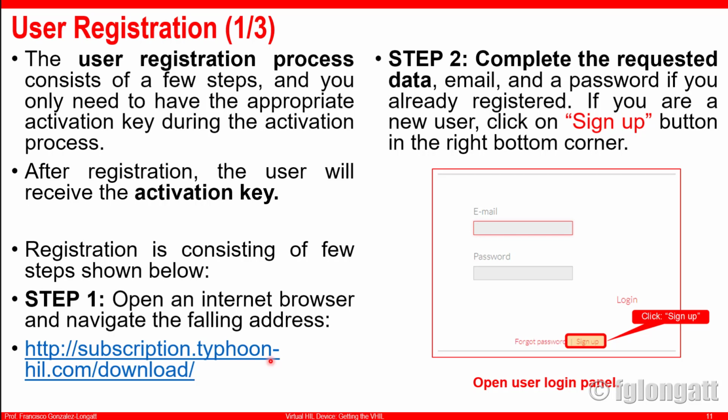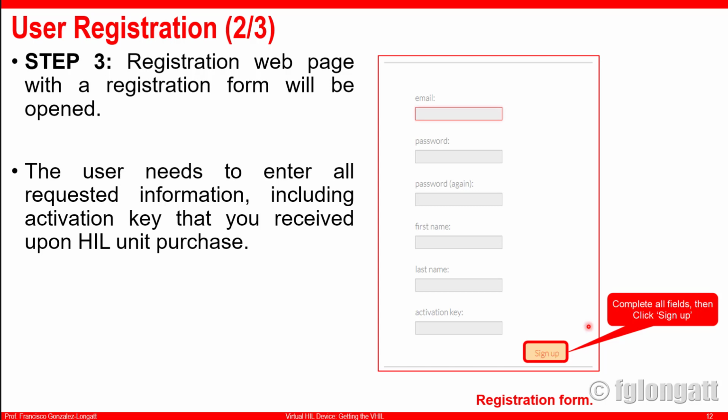You go to that link, and you will realize that Typhoon HIL is asking for your email and your password. Because you are a new user, you need to sign up, and that is the next step. You press the sign up button, and a new web page will appear asking for the email, a password, a confirmation of that password, first name, second name, and the activation key.